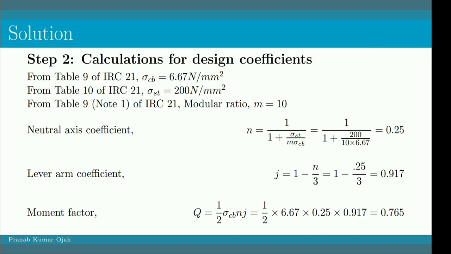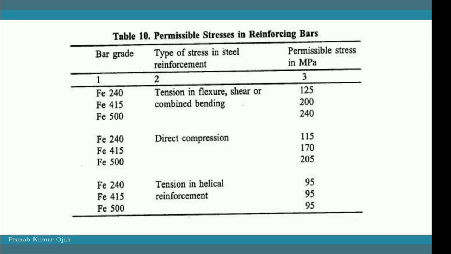Next, we have to take the value of sigma ST, which is a permissible stress for steel, from the table 10 of IRC 21. See the table. This is the permissible stresses in reinforcing bars. So different grades of steel are given, and on the right side there are corresponding permissible stresses. So here for Fe415 it is 200 MPa.